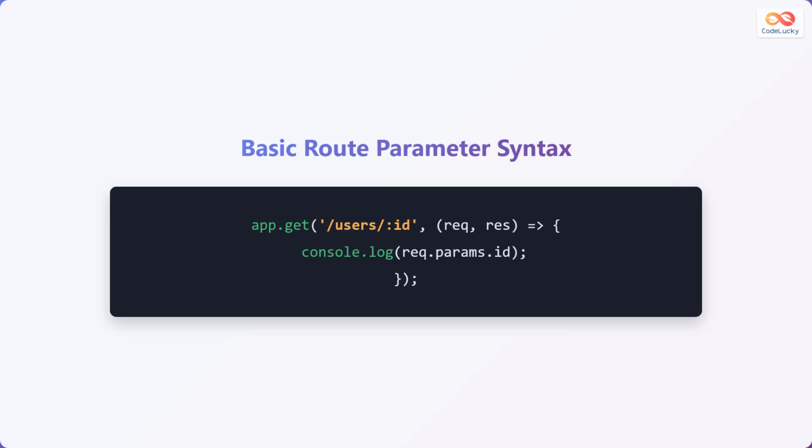Here's the basic syntax for defining a route with a parameter in Express. We use the colon symbol followed by the parameter name, such as id. When a request is made to a URL matching this pattern, the value of the id segment will be available in the req.params object. For example, app.get('/users/:id', (req, res) => { console.log(req.params.id) }).